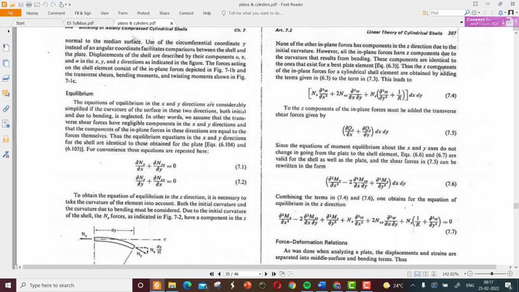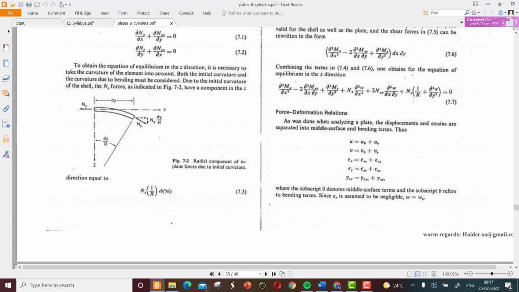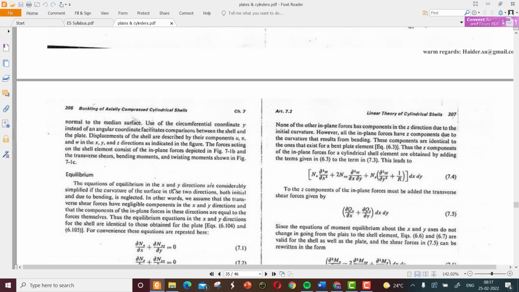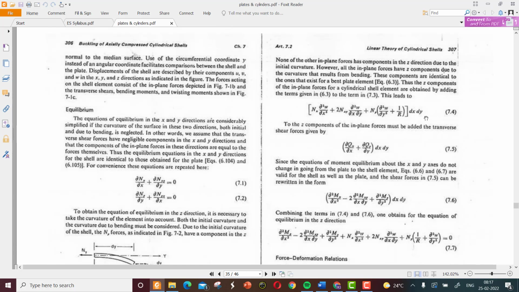Similarly, the Z components of the in-plane forces of the cylindrical shell are obtained by adding the terms given in 6.3 to the term 7.3. 7.3 is our component in this direction. We have derived the in-plane conditions for the plate, so those are clubbed together to give equation 7.4. To the Z components of the in-plane forces must be added the transverse shear force also, as given in dou Qx by dou x plus dou Qy by dou y into dx dy.